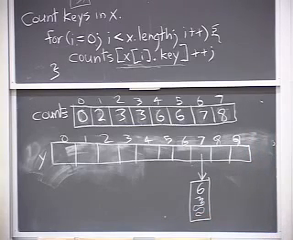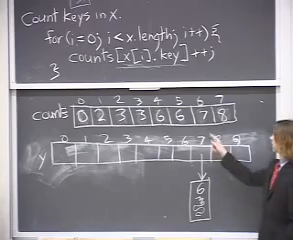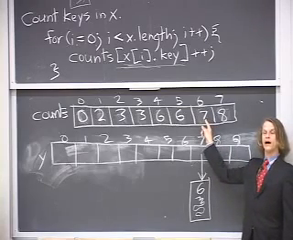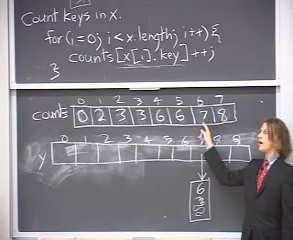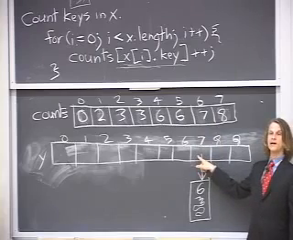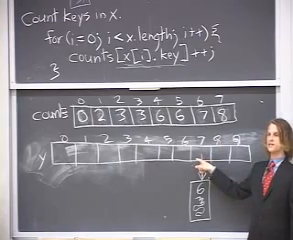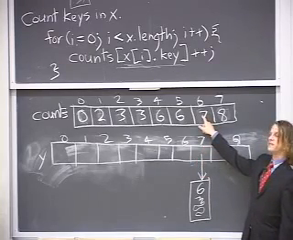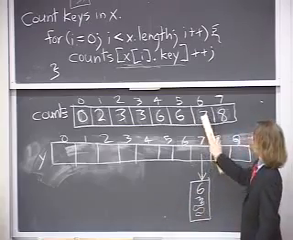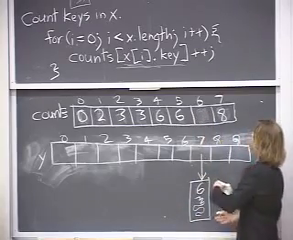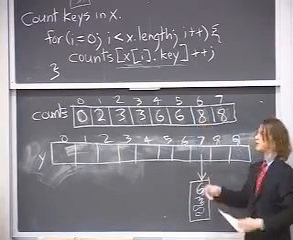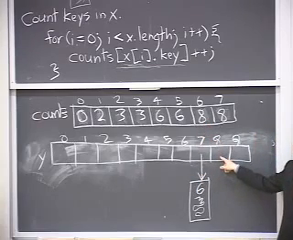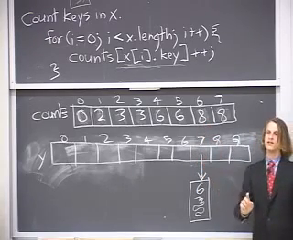And once I've done that, now I want to make sure that if another item whose key is 6 comes along, I don't write it into the same box. I don't want to overwrite this with another 6. So what I do is I increment the number here by 1, so that if another 6 comes along, it'll go into the next location instead of going into the same location.